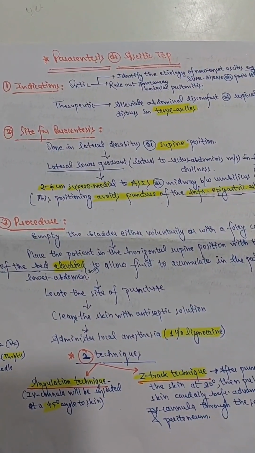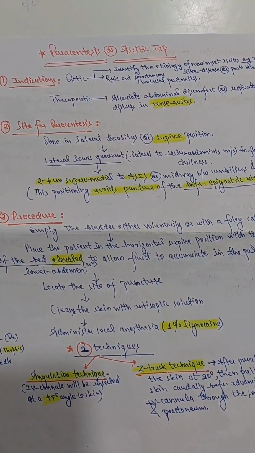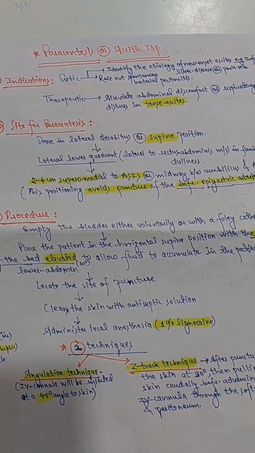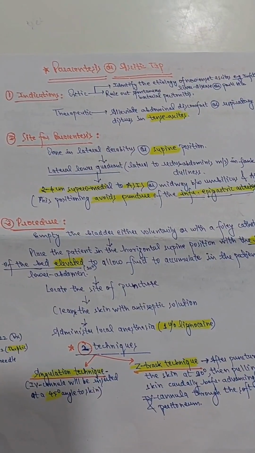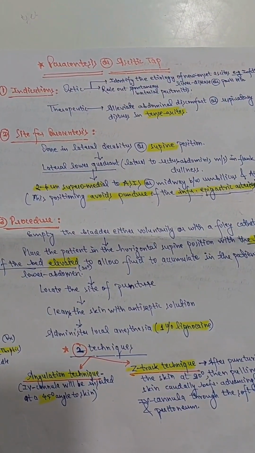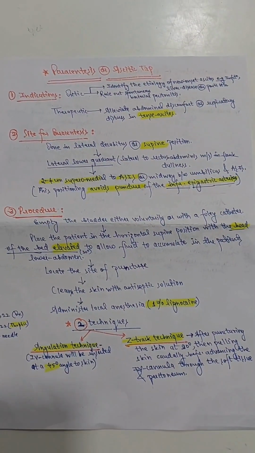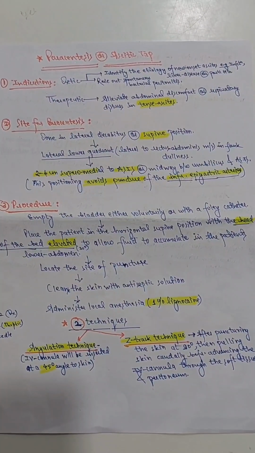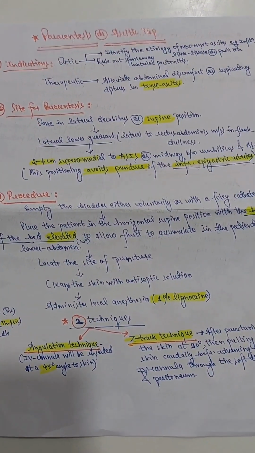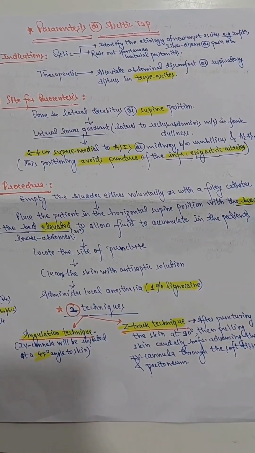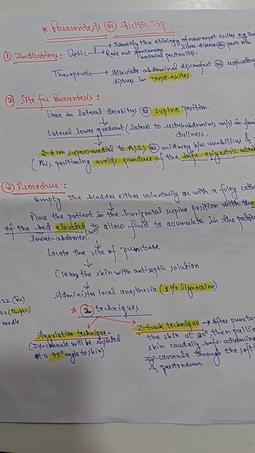So the site for paracentesis: it is done in lateral decubitus or supine position, in the lateral lower quadrant, lateral to rectus abdominis muscle, in flank dullness. The site for paracentesis is 2 to 4 cm superomedial to the anterior superior iliac spine, or midway between umbilicus and anterior superior iliac spine. This positioning avoids puncture of the inferior epigastric arteries. So this is very important. To avoid the puncture of inferior epigastric arteries, we choose this site for paracentesis.